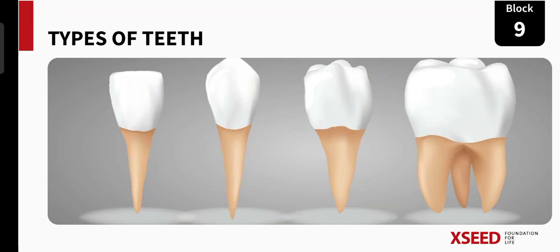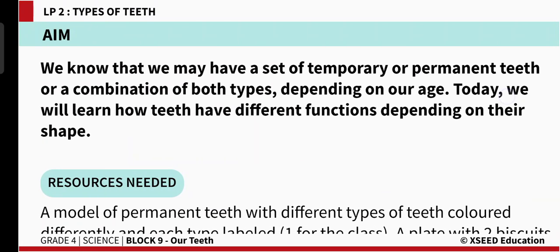Today we are going to start with block number 8, lesson number 2, that is types of teeth. Students, we know that we may have a set of temporary or permanent teeth, or a combination of both types, depending on our age. Today we will learn how we have different teeth with different functions depending on their shape.